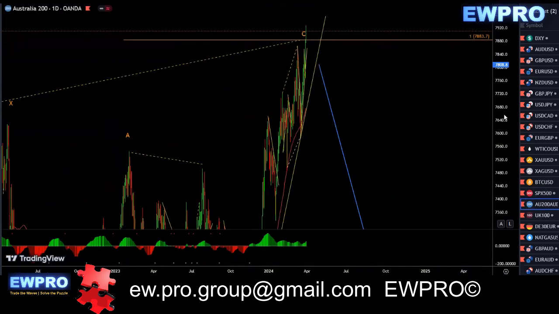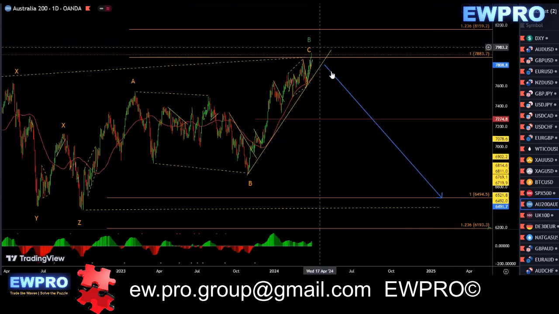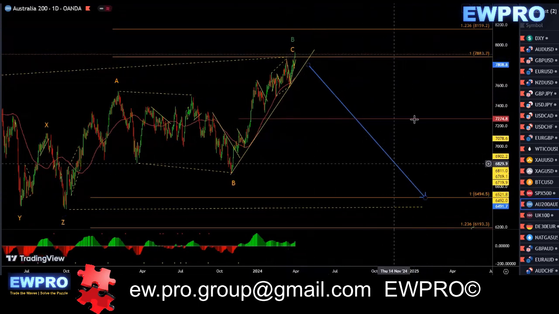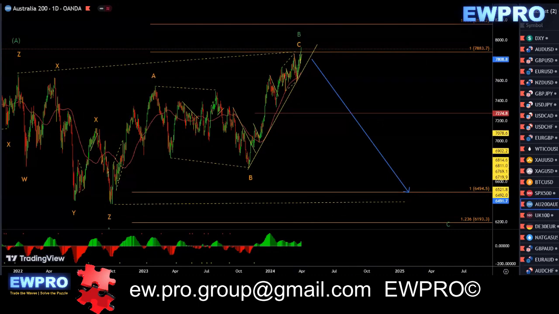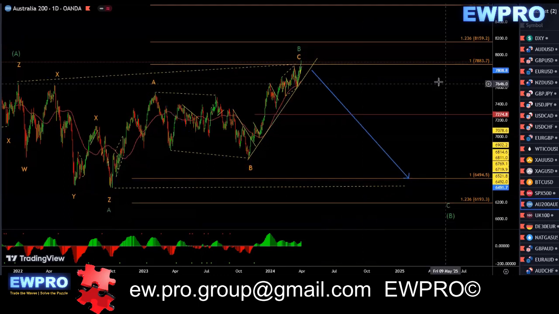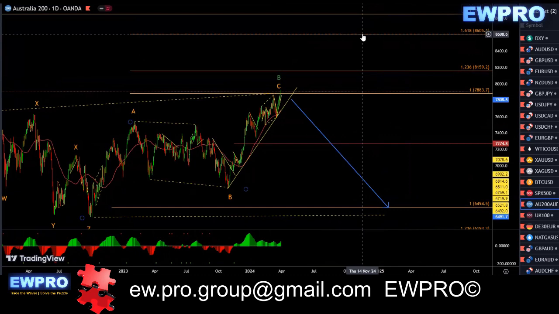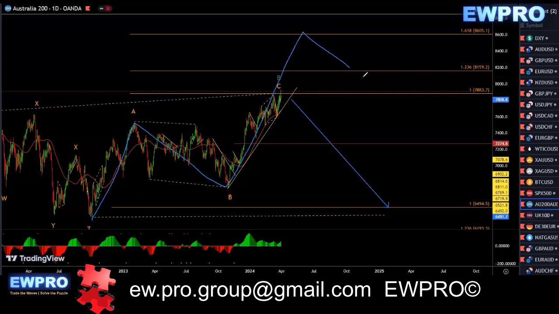AU 200. This one's going further than I thought. I was thinking this may come down on the daily. I was looking for this A, B, C. We got up to that first target, that 100 pip. It's kept on going. Well, it's breaking through that 100 pip quite easily by the look of it, and so that second target is at 161.8. This may turn motive, and we get like a W, X, Y, X2, and a Z up.